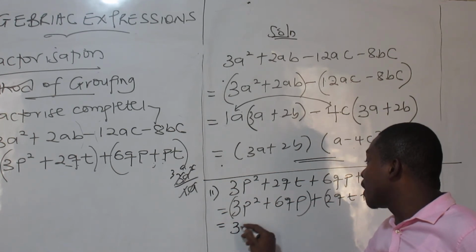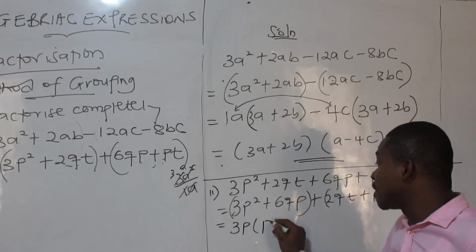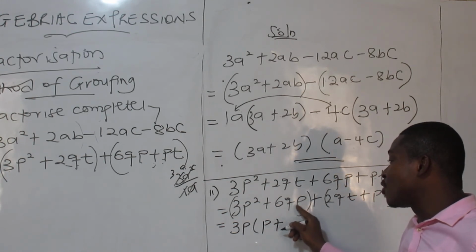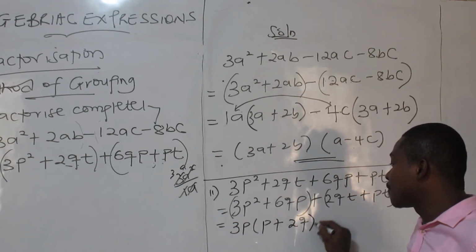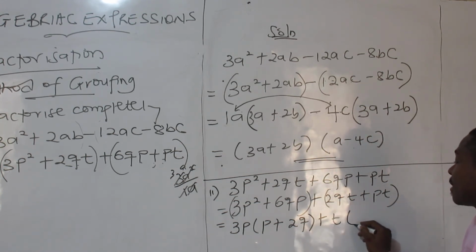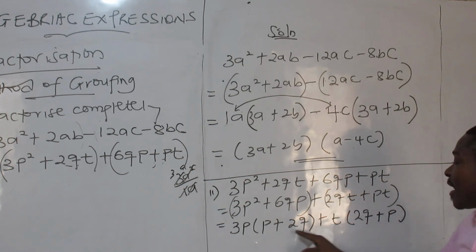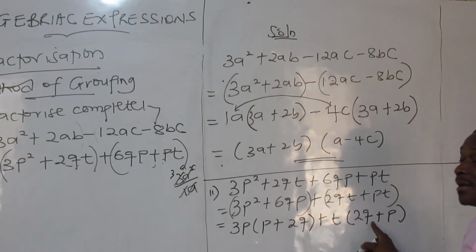Now I factor 3p out. 3p goes into 3p squared, I have a p. 3p goes into 6qp, I have 2q. Now I factor t here. t goes into 2qt, I have 2q. t goes into pt, I have a p. Now whatever I get here, I should get the same thing here. It looks like they're not the same.